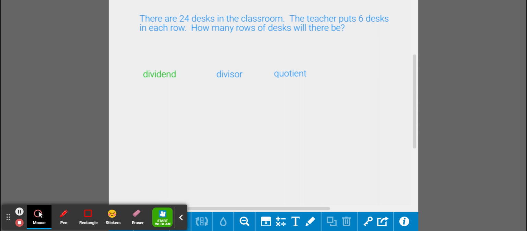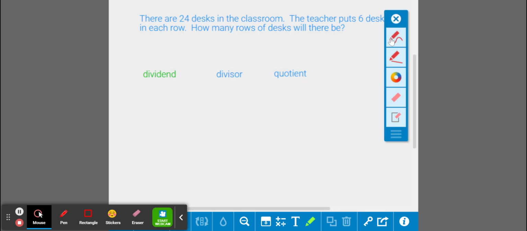So there are 24 desks in the classroom. The teacher puts 6 desks in each row. How many rows will there be? So when we look at a problem like this, we have our total up here, right? So this is our total, 24, and that's going to be, again, our dividend. And then we have 6 desks.